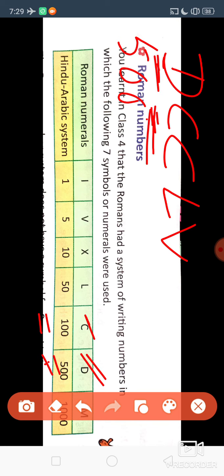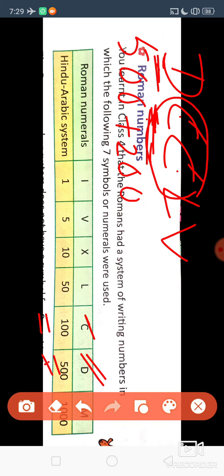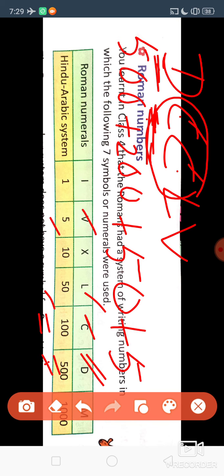So what do we have to do? We have to add. So C is repeated two times. The value of C is 100, again 100. 100 and 100, how much will it become? 2C means 200. Then the value of L. L is how much? 50. Again add 50. The value of V is how much? 5. So again add 5. So how much total are we getting? 500 plus 200 is 700. 700 plus 50 is 750, and plus 5 is 755.